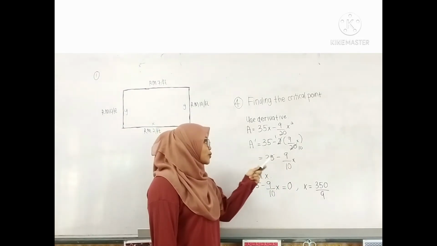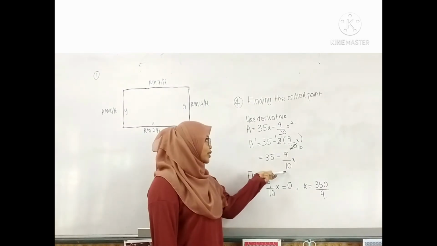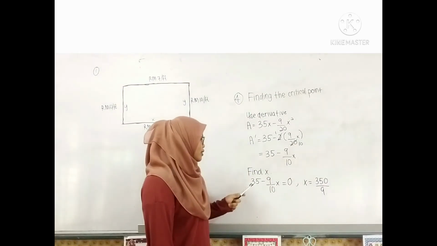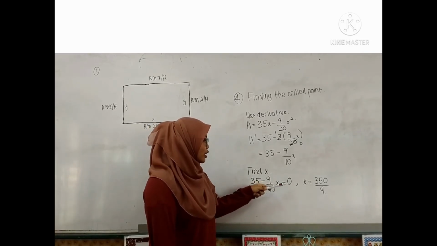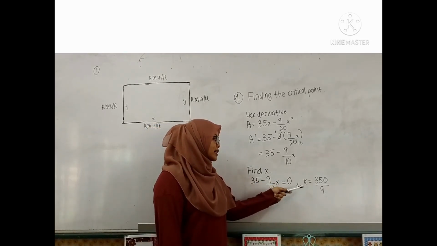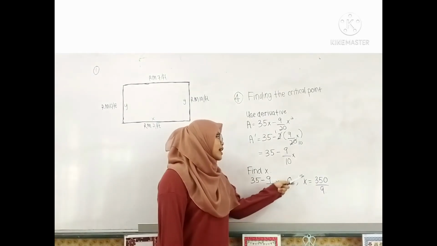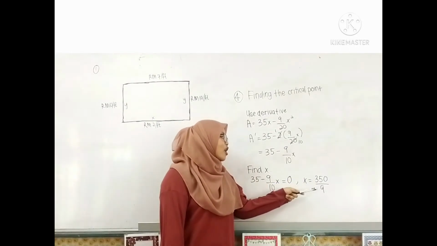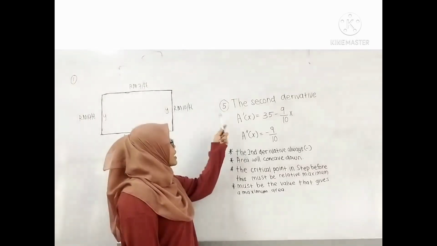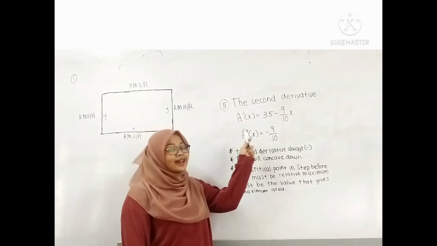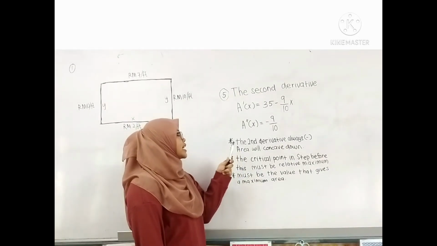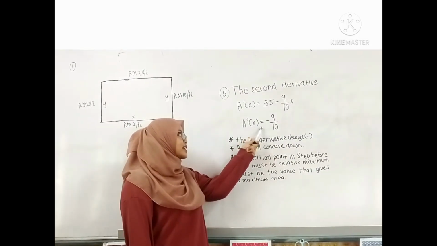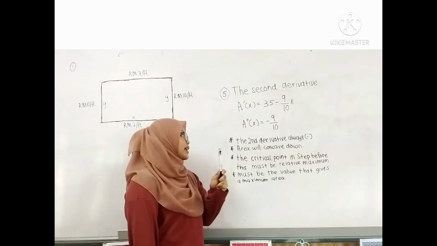From the equation, we can find x. So, 35 minus 9 over 10 x equals 0. So, the answer for x is 350 over 9. Next step, we use the second derivative. So, the answer for the second derivative is negative 9 over 10.